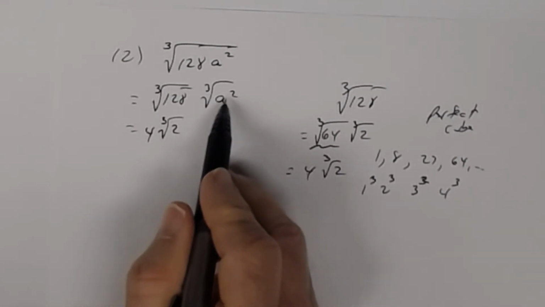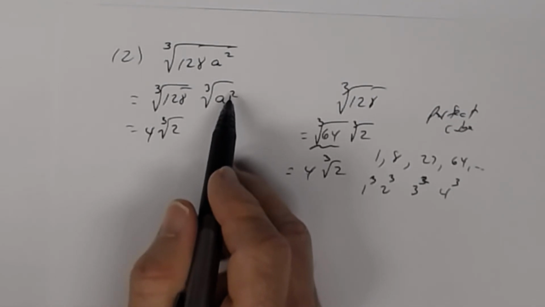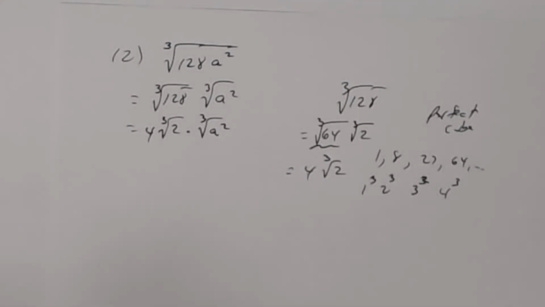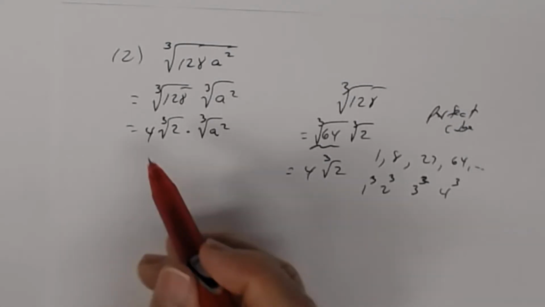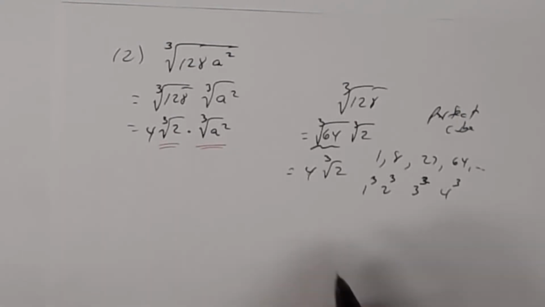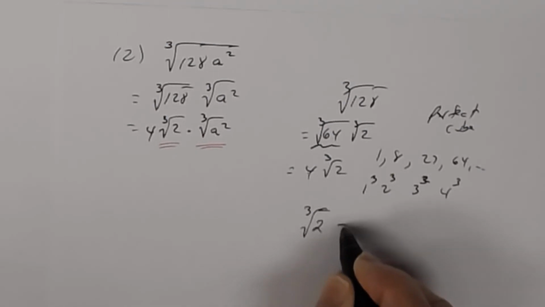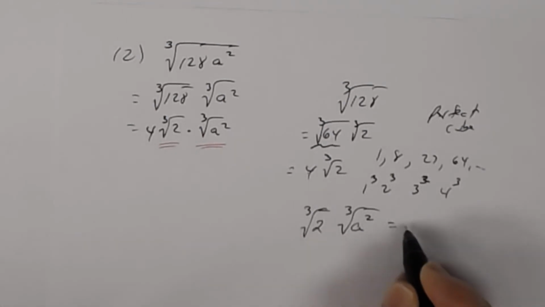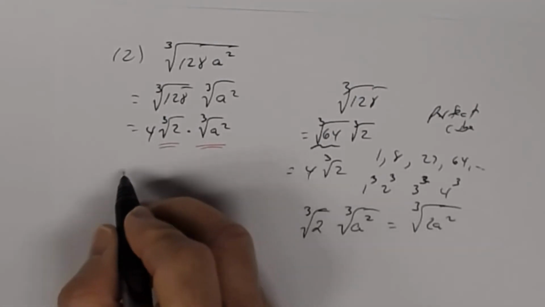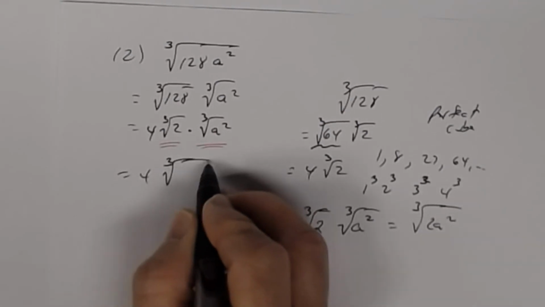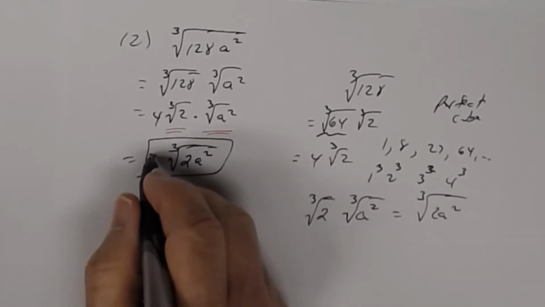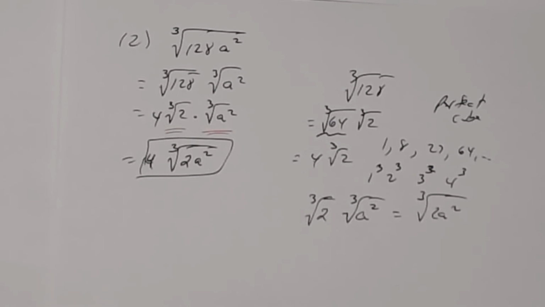Can I simplify the cube root of a squared? No, you cannot simplify that because 2 is less than 3. So I'm going to rewrite this as times the cube root of a squared. Now again, don't leave your answer like this, because you're expected to know that the cube root of 2 times the cube root of a squared I can write as one cube root of 2a squared. So I get 4 times the cube root of 2a squared. And there's your answer: 4 times the cube root of 2a squared.